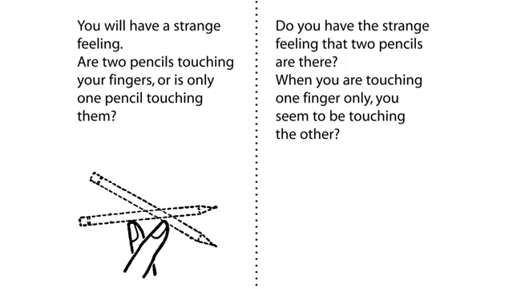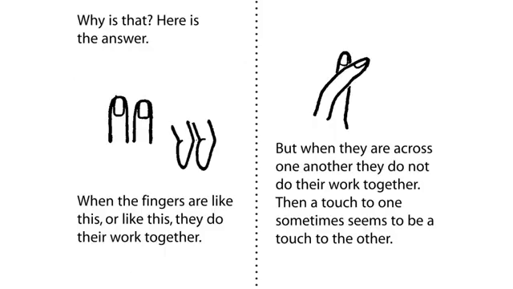When you are touching one finger only, you seem to be touching the other. Why is that? Here is the answer. When the two fingers are like this, or like this, they do their work together. But when they are across one another, they do not do their work together. Then a touch to one sometimes seems to be a touch to the other.